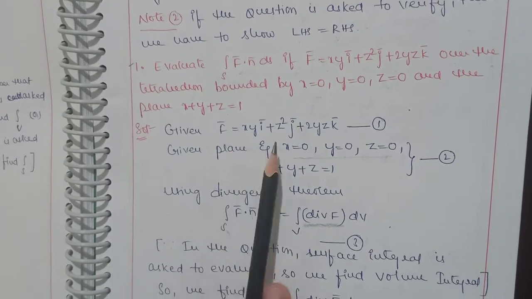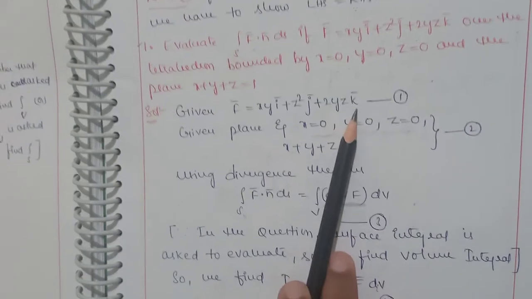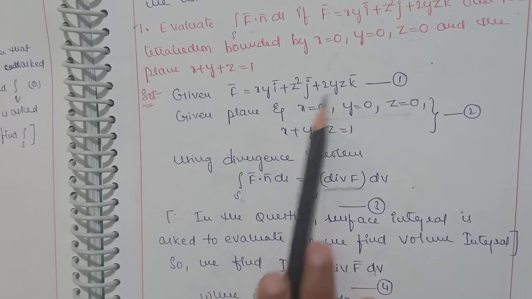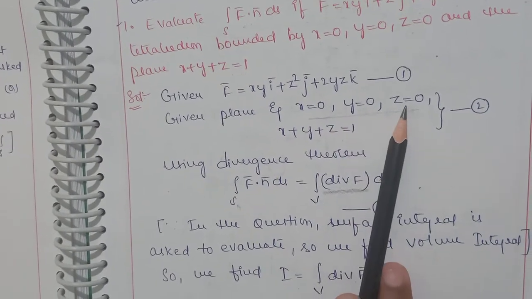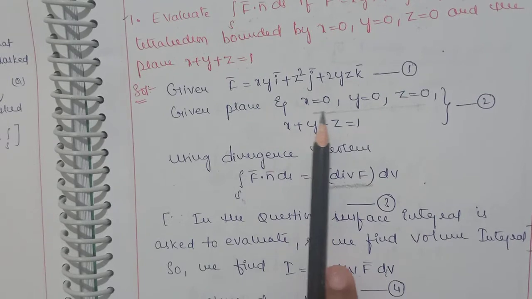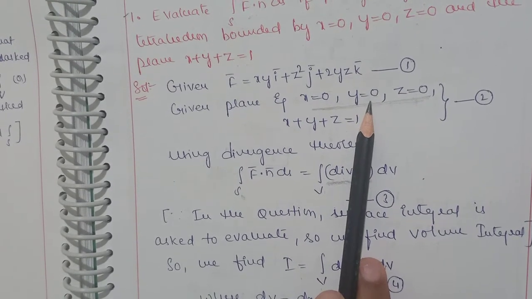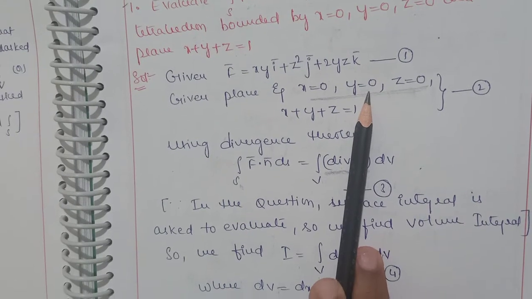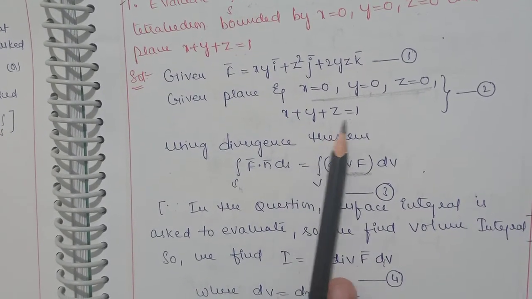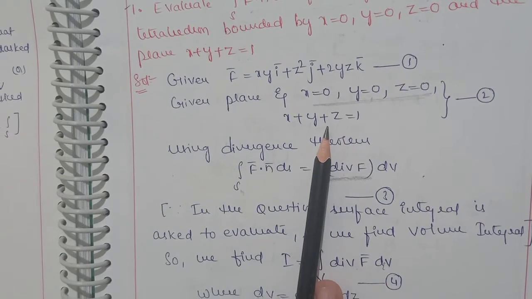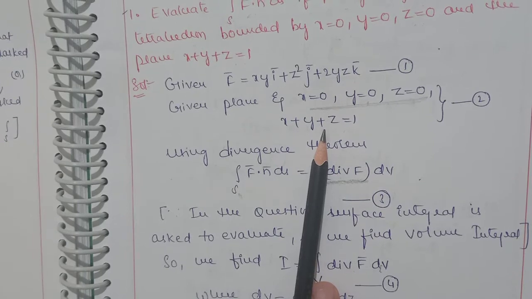Coming to the solution. Given f bar is equal to xy i bar plus z square j bar plus 2yz k bar. This is the given equation. Next, given planes are x is equal to 0, y is equal to 0, z is equal to 0. As we said, these are the lower limits of x, y, z to calculate your volume integral. Next, given plane equation x plus y plus z is equal to 1. With the help of this plane equation, you are going to find out the upper limits for x, y, z.